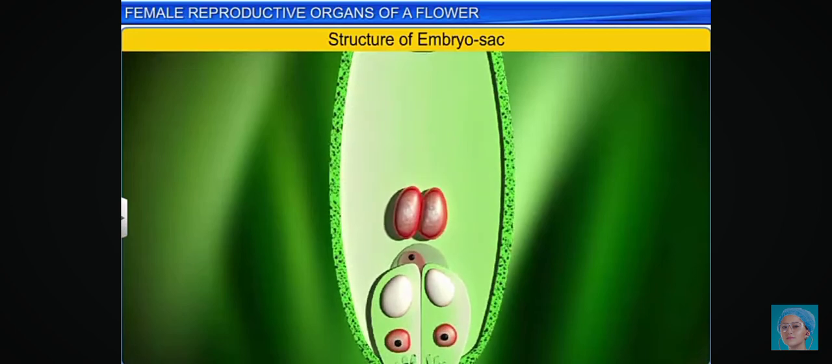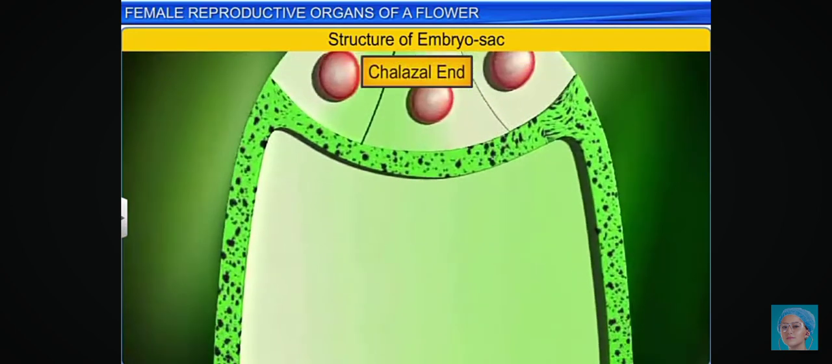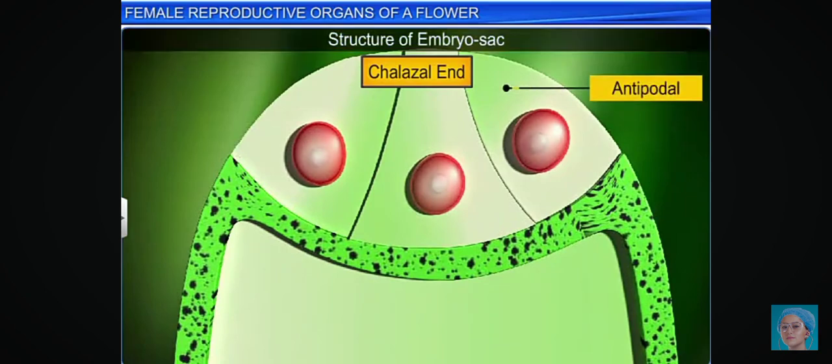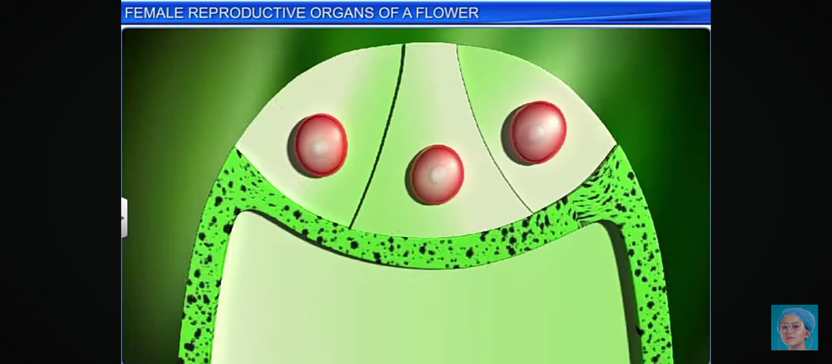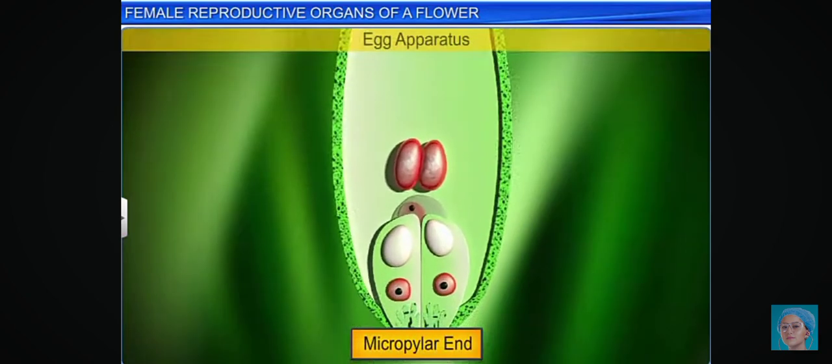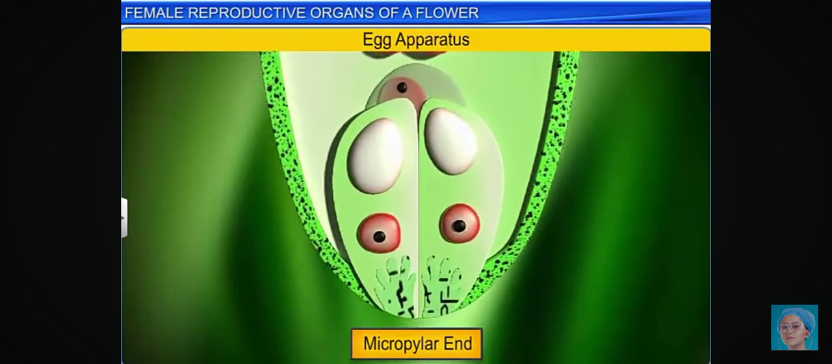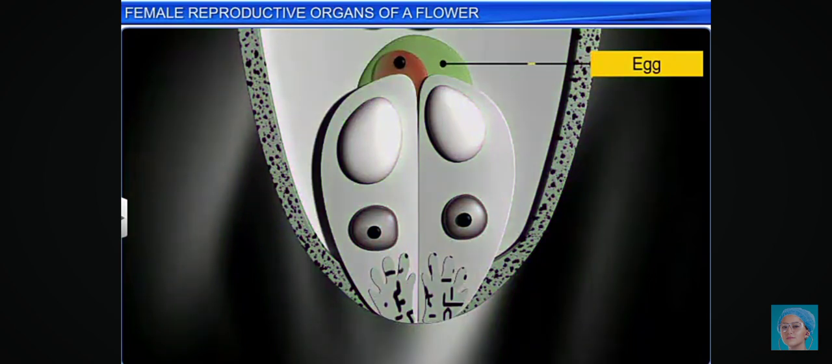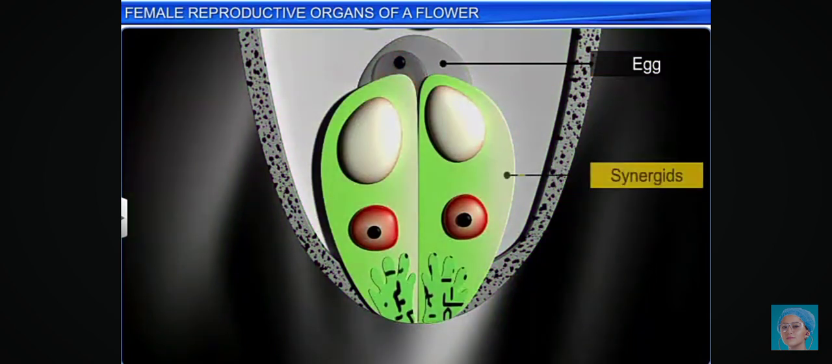The 3 cells present at the chalazial end, for instance, group together to form the antipodal cells, which do not have any specific function. Whereas the 3 cells at the micropylar end group together to form the egg apparatus. While one of the cells functions as an egg or the female gamete, the other 2 cells are called synergids.